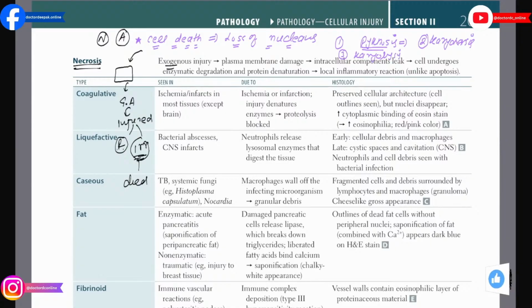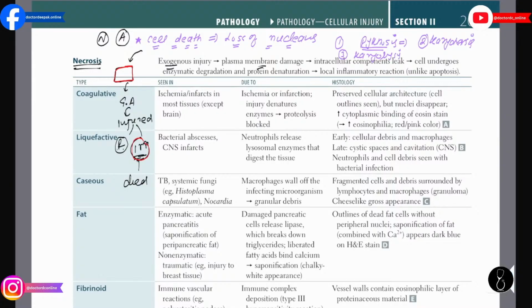and that exogenous injury will lead to plasma membrane damage. So let's suppose this is the cell, and if there is any kind of trauma or any kind of injury from outside, that injury will lead to irreversible cell injury. And after the irreversible cell injury, the cell is going to die.